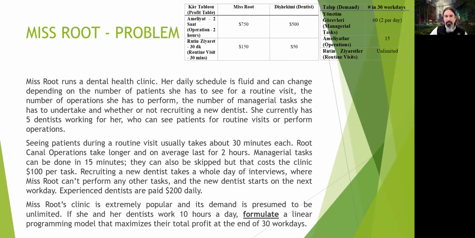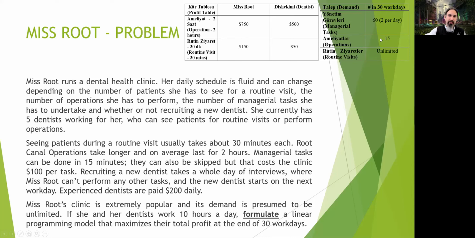If she and her dentists work 10 hours a day, formulate a linear programming model that maximizes their total profit at the end of 30 work days. So, as you can see, we have 2 types of workers, Ms. Ruth herself and her dentists. And there's the amount of money we make, the profit table, as you can see here. And it's not the income, it's the profit itself. And there is the demand. So there are some demands for some tasks.